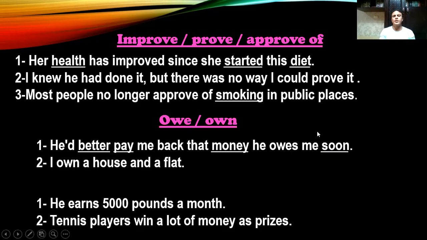Number two, the difference between owe and own. They are similar in letters or in writing. Okay, number one, he had better pay me back that money he owes me soon. The money he owes me soon means the money that he should pay back. Okay, owe يدين بي. But the next one, I own a house and a flat. Okay, أملك بيت وشقة. يبقى هنا own يمتلك, but owe something to someone معناها يدين بي.